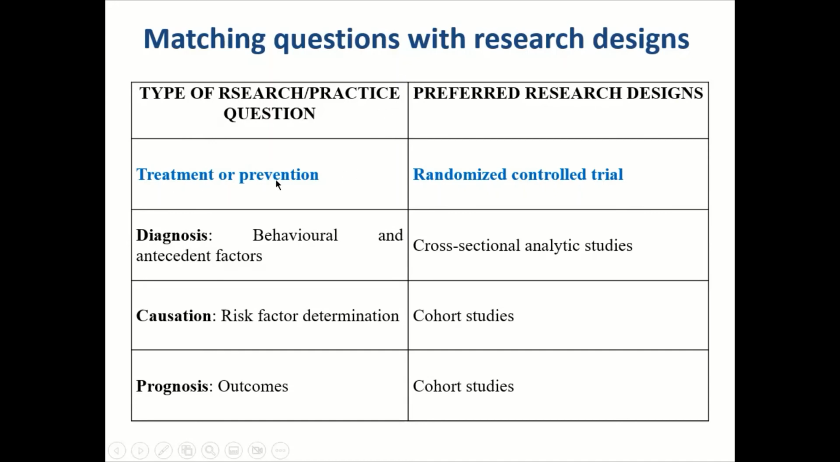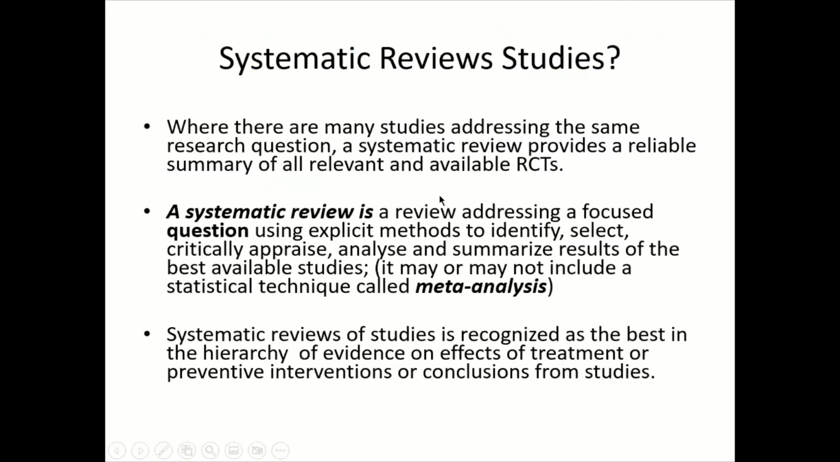All right, for treatment or prevention, we can use a randomized control trial to give us a good outcome. For diagnosis, we have behavioral diagnosis and the corresponding antecedent. We have cross-sectional analytical studies. Then we also have causation. We want to look at risk factors, determination. A cohort study is very good. For prognosis, outcome, a cohort study is also very appropriate.